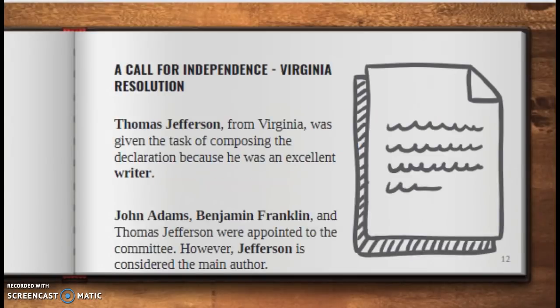Thomas Jefferson from Virginia was given the task of composing the Declaration because he was a brilliant writer. Now, again, many colonial leaders agreed with Thomas Paine that the colonies should be free. So in June of 1776, the Second Continental Congress created a committee to write a document declaring the colonies independent. The committee was made up of 5 members, which we'll talk about later again: John Adams, Benjamin Franklin, Thomas Jefferson, Robert Livingston, and Roger Sherman. And Jefferson was the main author of this document.